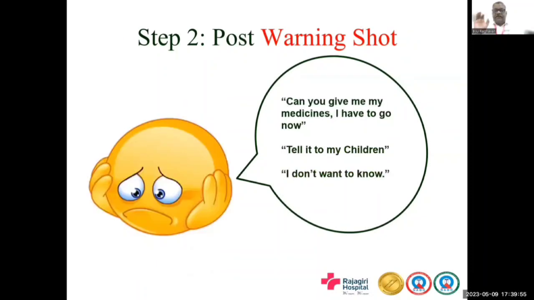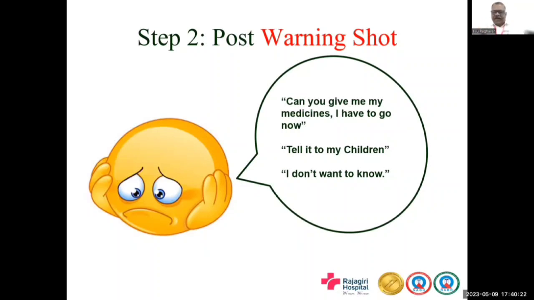And then if the response is like this, no eye contact. Remember, body language is the major component of any communication. If there is no eye contact, do not proceed. There may be no eye contact or minimal eye contact, and then the patient may give an excuse. Oh, just give me my medicines, I'll come back after 1 week. Then also it means that the patient does not want to know.